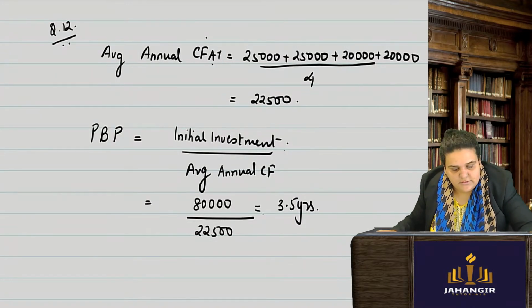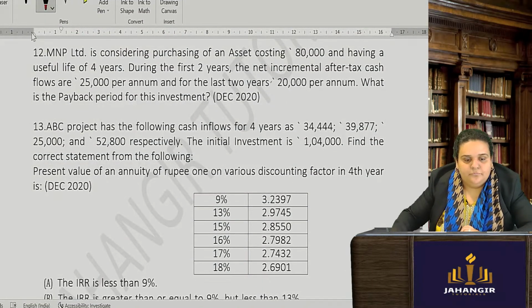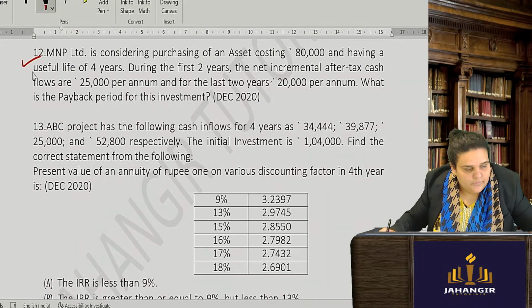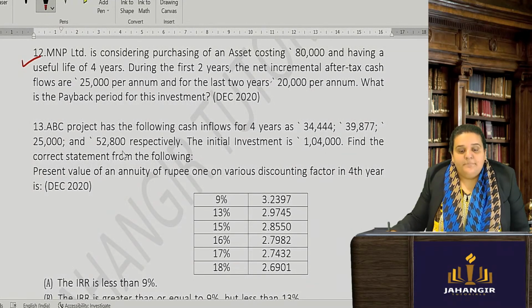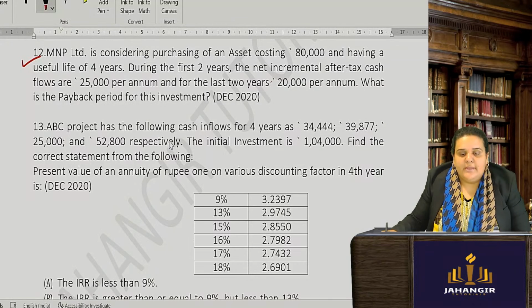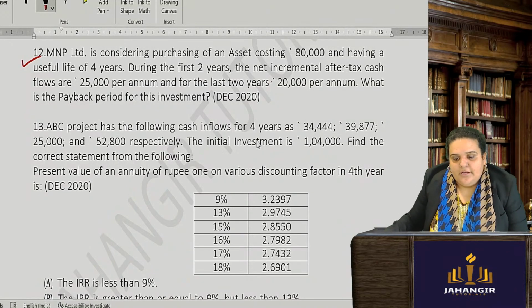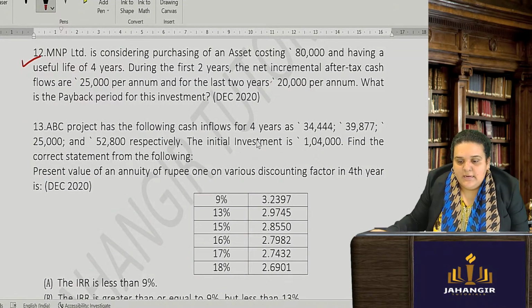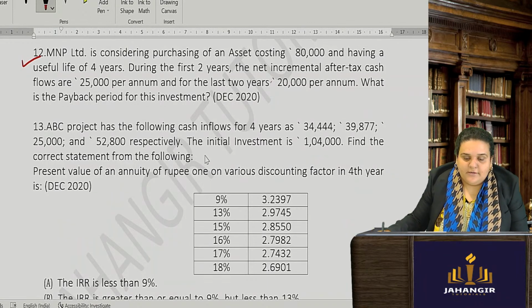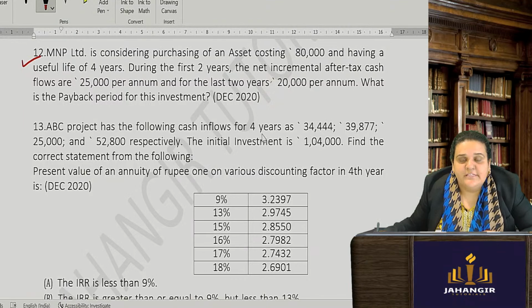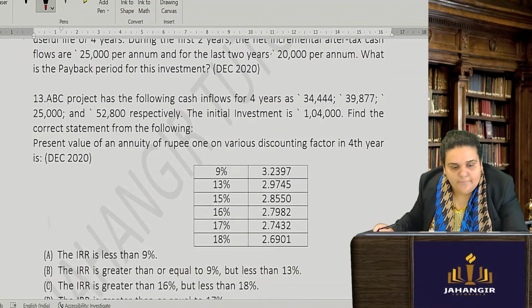Coming to your next question. There is a project named ABC. They have the following cash inflows for 4 years, which they have already given me: 34,444, 39,877, 25,000 and 52,800 respectively. Initial investment made was 1,04,000. Find the correct statement from the following.